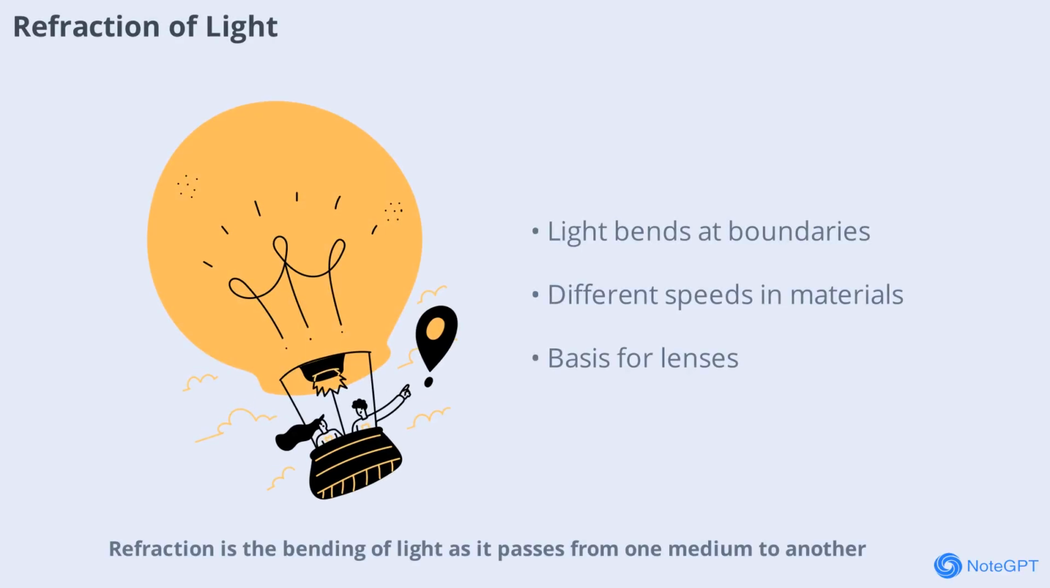Refraction is the bending of light as it passes from one medium to another, like from air to water. This bending occurs because light travels at different speeds in different materials. Refraction explains why a straw looks bent in a glass of water and is the principle behind lenses and many optical instruments.